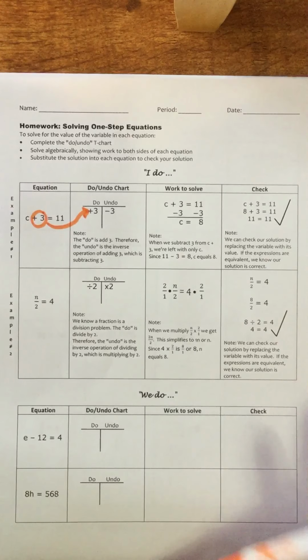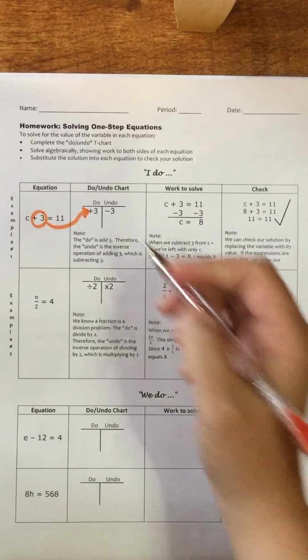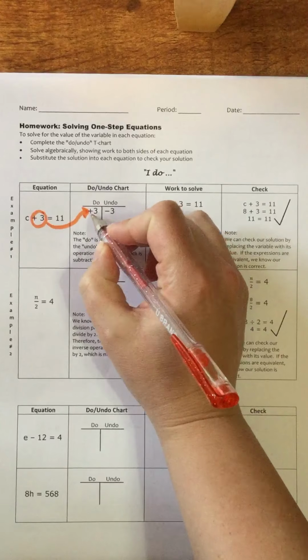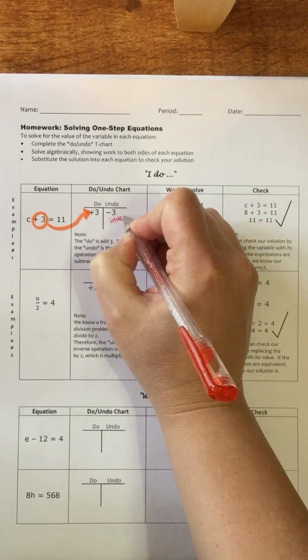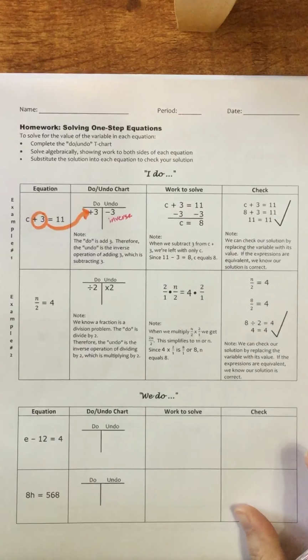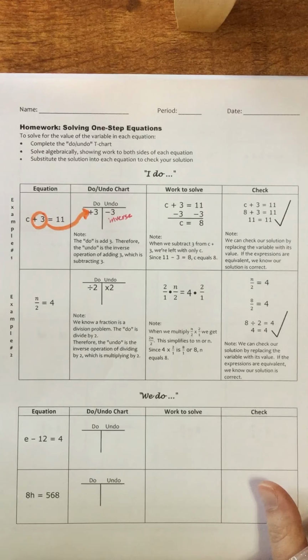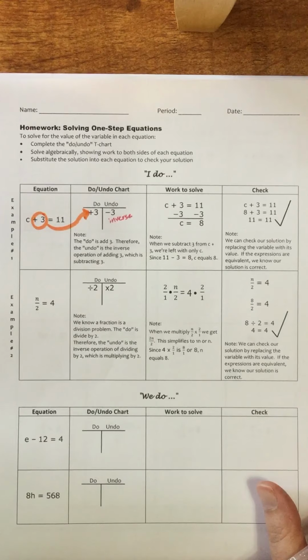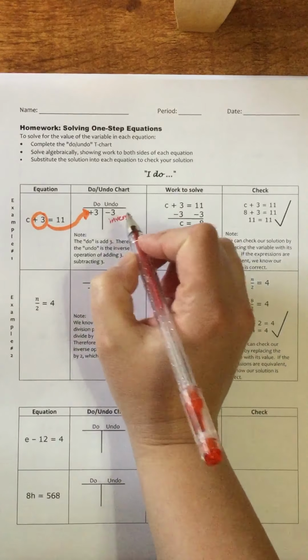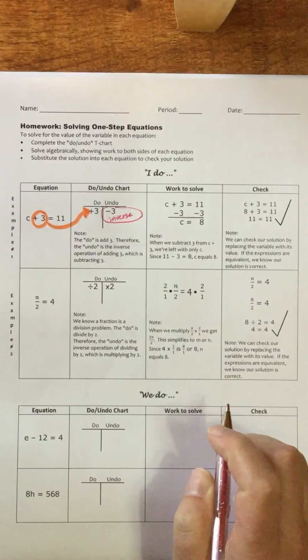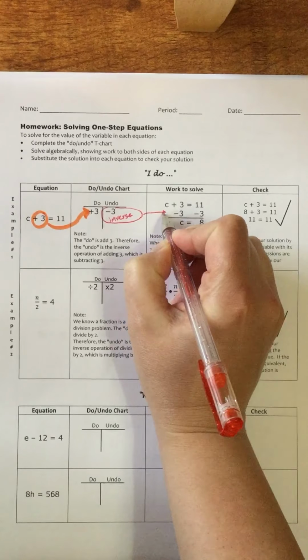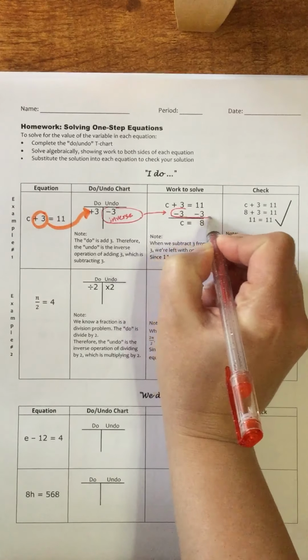So I'm going to write that that is the thing that is being done. Then I'm going to think about inverse operations, also known as the opposite operation. The opposite of adding 3 would be subtracting 3. You will get credit for completing the do-undo charts with the operation and what the inverse operation would be. Then, whatever you say, you will have to undo in order to solve. That should be demonstrated in your solving work.